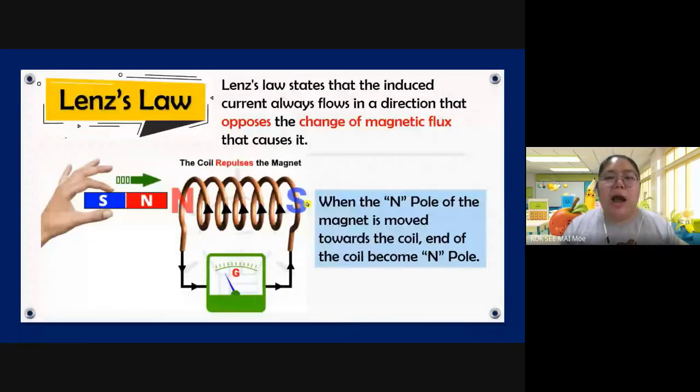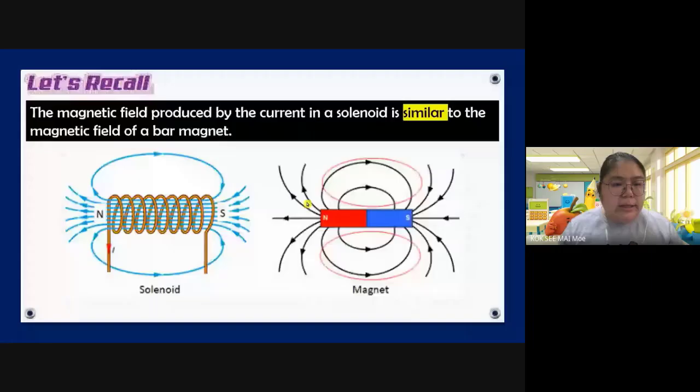Okay, now I want to recall this one. Remember the magnet: the direction of the magnetic field comes out from the north and goes into the south. This one is also a solenoid. For a solenoid, the magnetic field is the same as for the bar magnet. Also the same, the direction of the magnetic field goes out from the north into the south. The pattern should be the same.